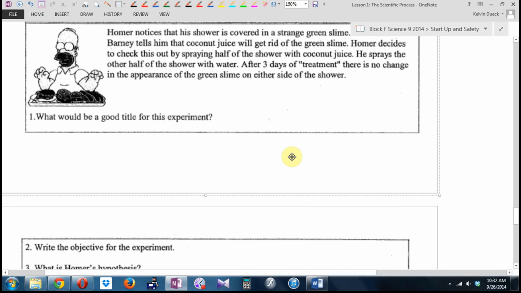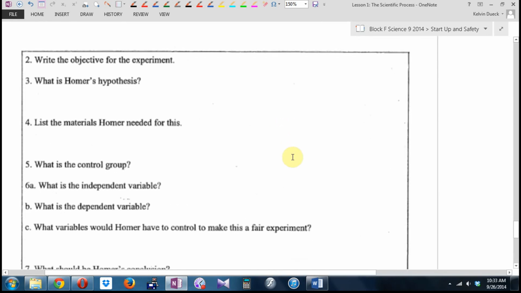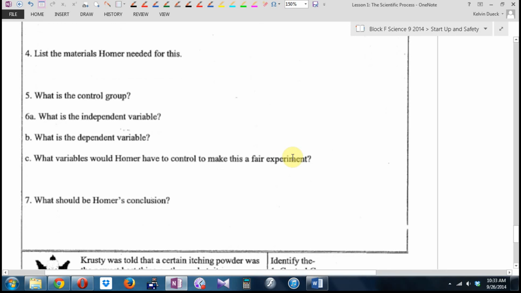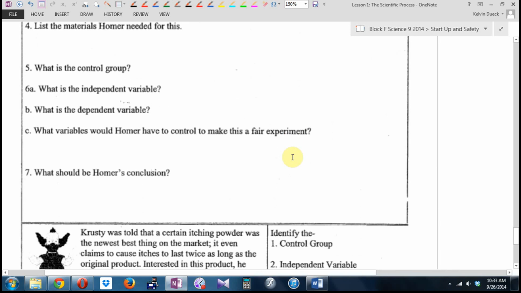So what would be a good title? Write the objective. What's his hypothesis? List some materials. What do you think the control group is? Independent, dependent. See if you can come up with this. This is tough. This is very abstract. So if you find this nasty, congratulations, you're normal. I'm not going to test you on this.